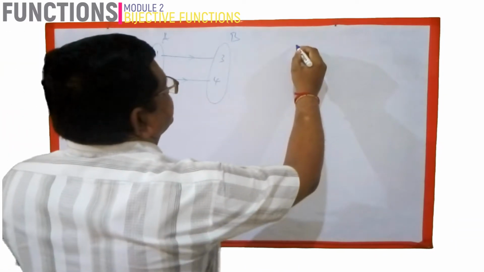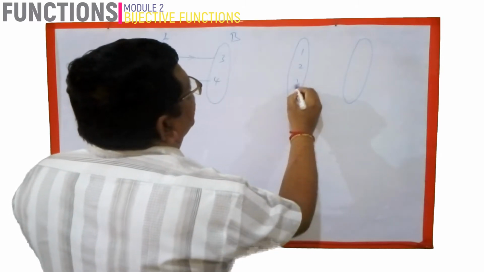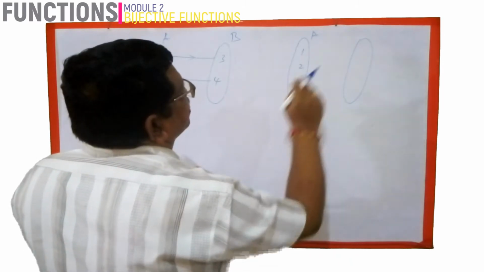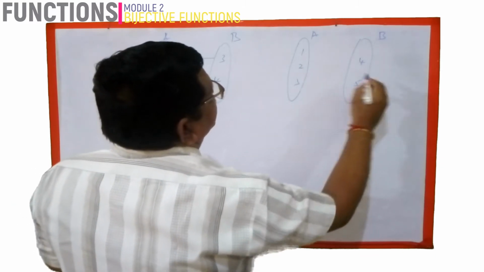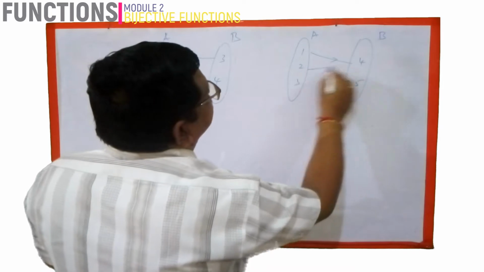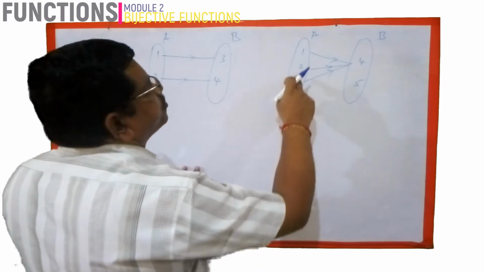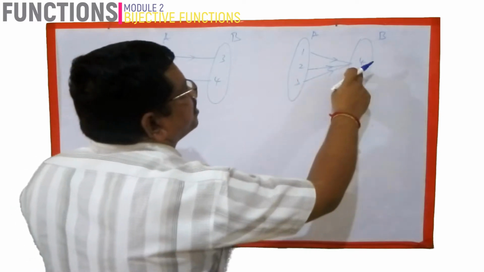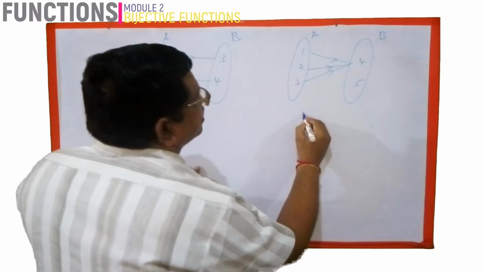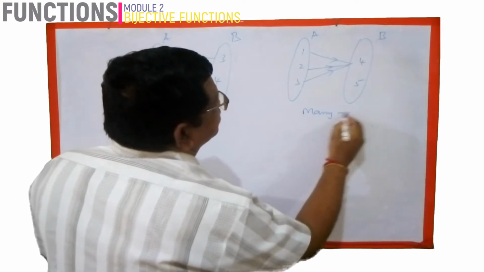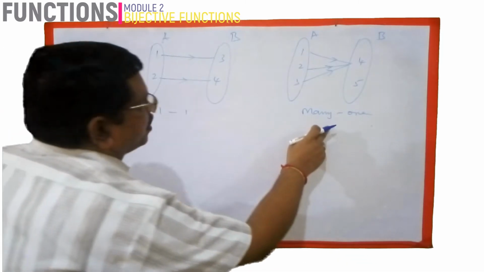Now let us take another example. Here set A has the elements 1, 2, 3, and set B has the elements 4 and 5. Now look here. The elements 1, 2, 3 have only one image, that is 4. So this type of relation is called a many-to-one relation. This is 1-to-1, this is many-to-one.